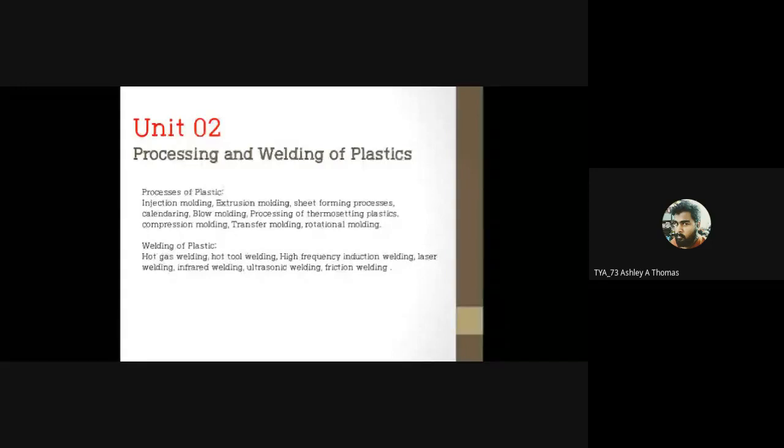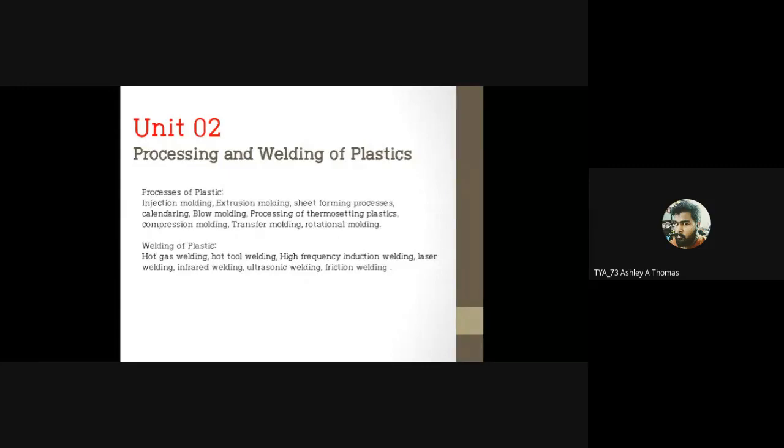The second part was also part of processing, but after the product is manufactured, generally the entire assembly cannot be manufactured in one stroke. Mostly the parts are manufactured and then assembled together. While assembling, there comes into picture the way of welding or joining these small parts. That was the second part of the unit, the welding of the plastic. We have started with the hot gas welding. Around 5 to 6 processes are there for joining of the plastic.